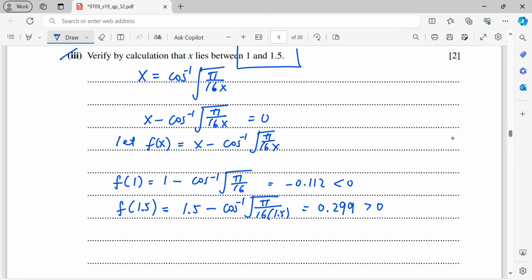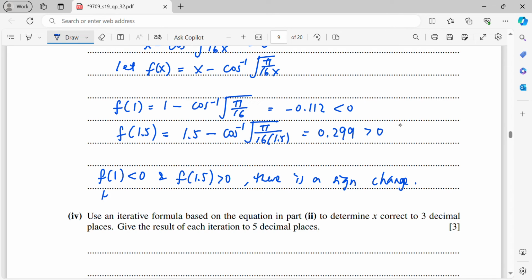So refer to the sign change rule. f(1) less than 0 and f(1.5) is greater than 0. That is a sign change. Hence, your x is between 1 and 1.5. Okay, so done for this question.